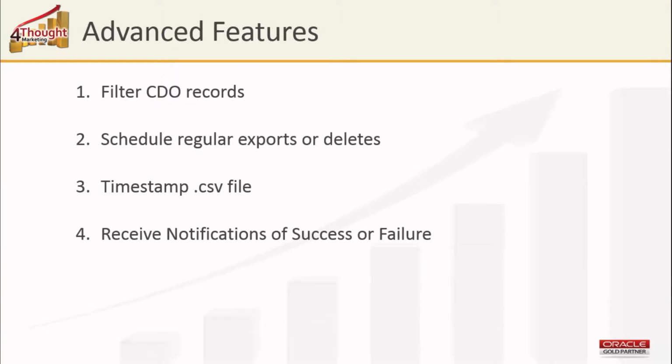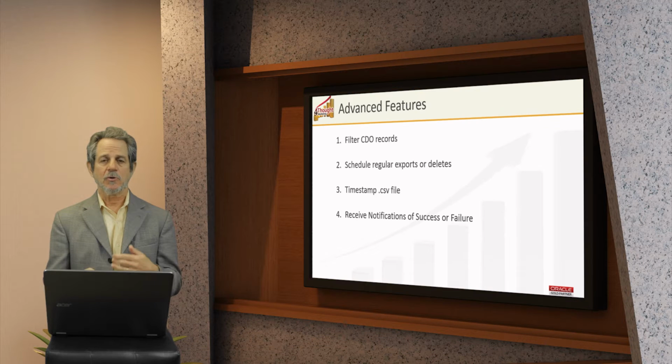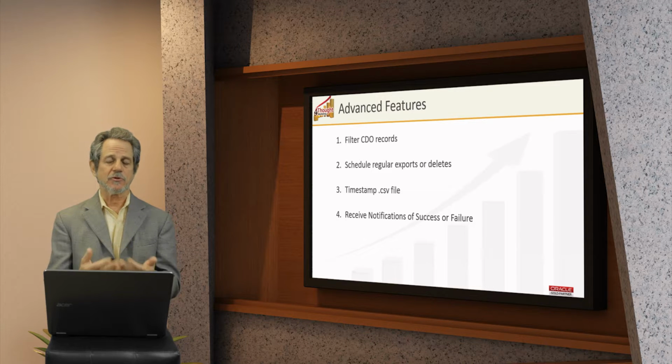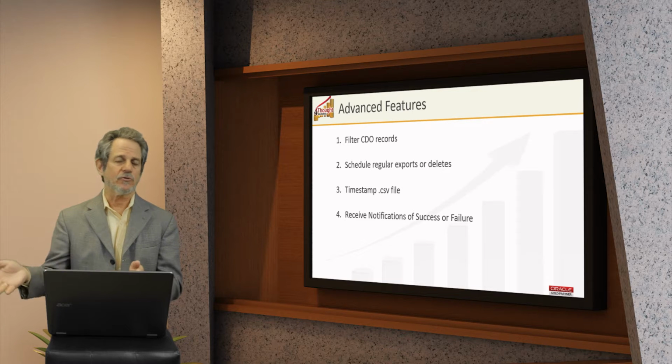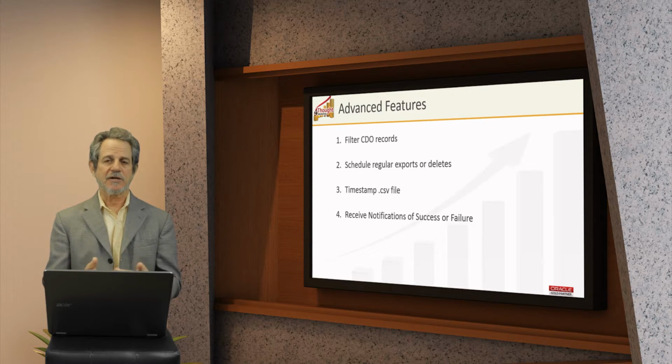Within our new app, we have a variety of advanced features. First of all, the most important maybe is the ability to filter those CDO records. Within Eloqua, you cannot really filter CDO records. So that's one of the first things we built in: the ability to choose which records, for example, everything older than 6 months, as a way to identify which records you want to delete or export.